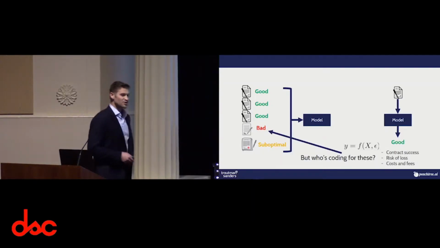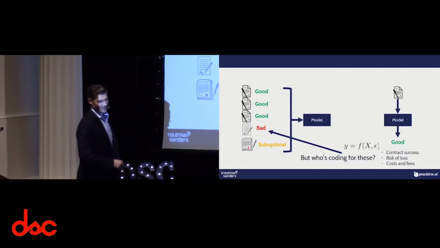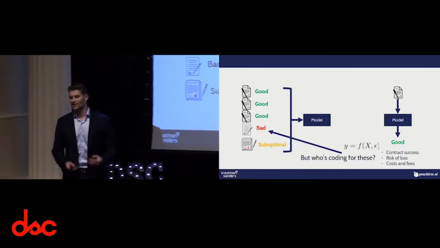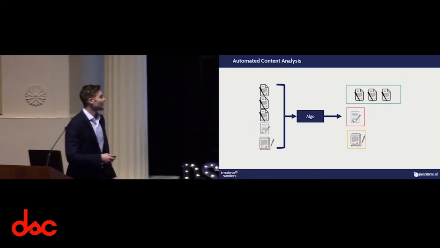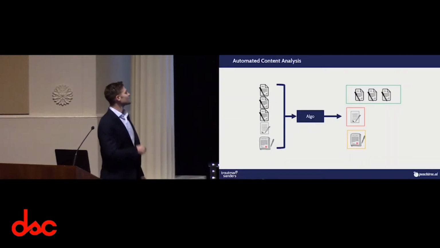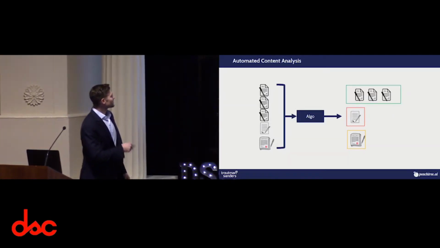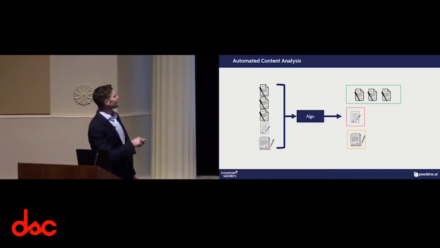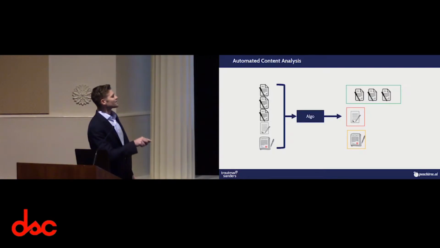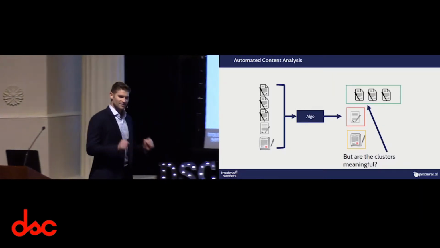Now, the big question is, who's coding for these? Who are the experts that are producing these codes on these documents? And how can we quantify risk of loss or other types of risks that are associated with contracts? If we can't get these codes, so if we don't know who's coding for these, we might go to an unsupervised learning framework. And these algorithms will take these documents. It'll look for commonalities across certain documents, and it'll produce clusters. So, this might be the good cluster, this might be the bad cluster, this might be the sort of suboptimal cluster. But the big question is then again, what do the experts say about those clusters?